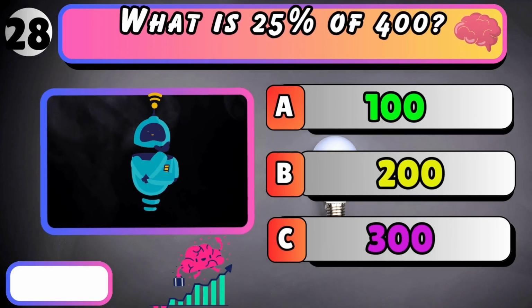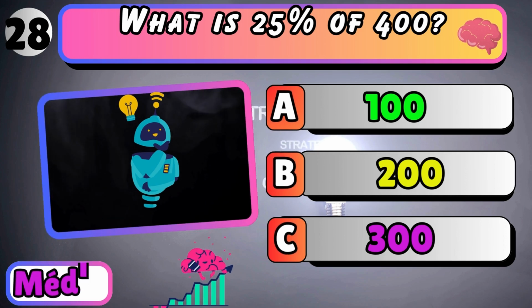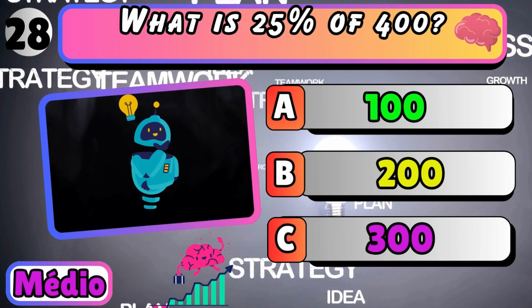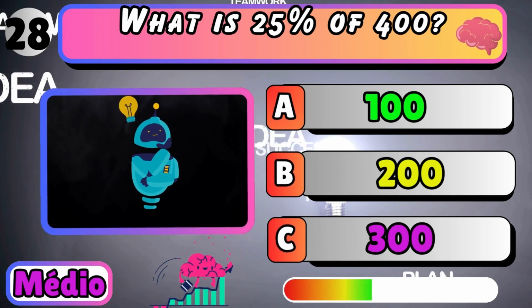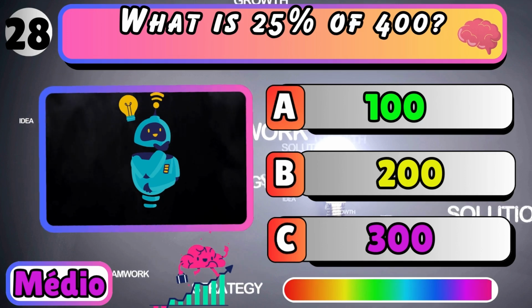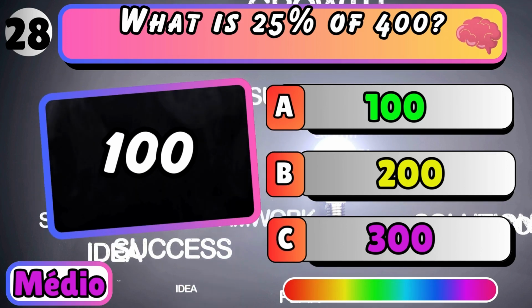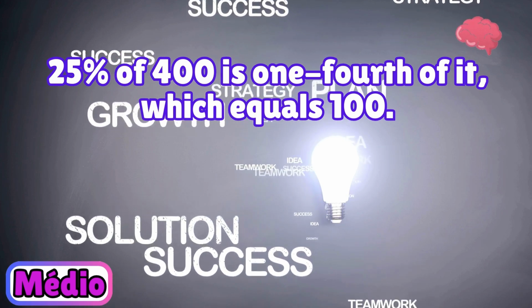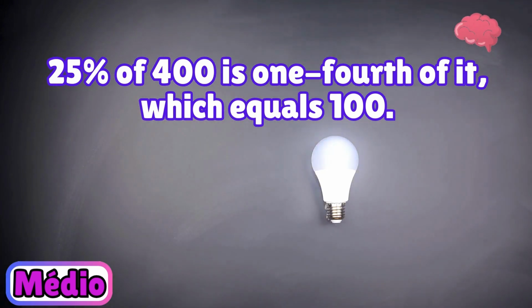What is 25% of 400? 100, 200, or 300? 100. 25% of 400 is 1/4 of it, which equals 100.